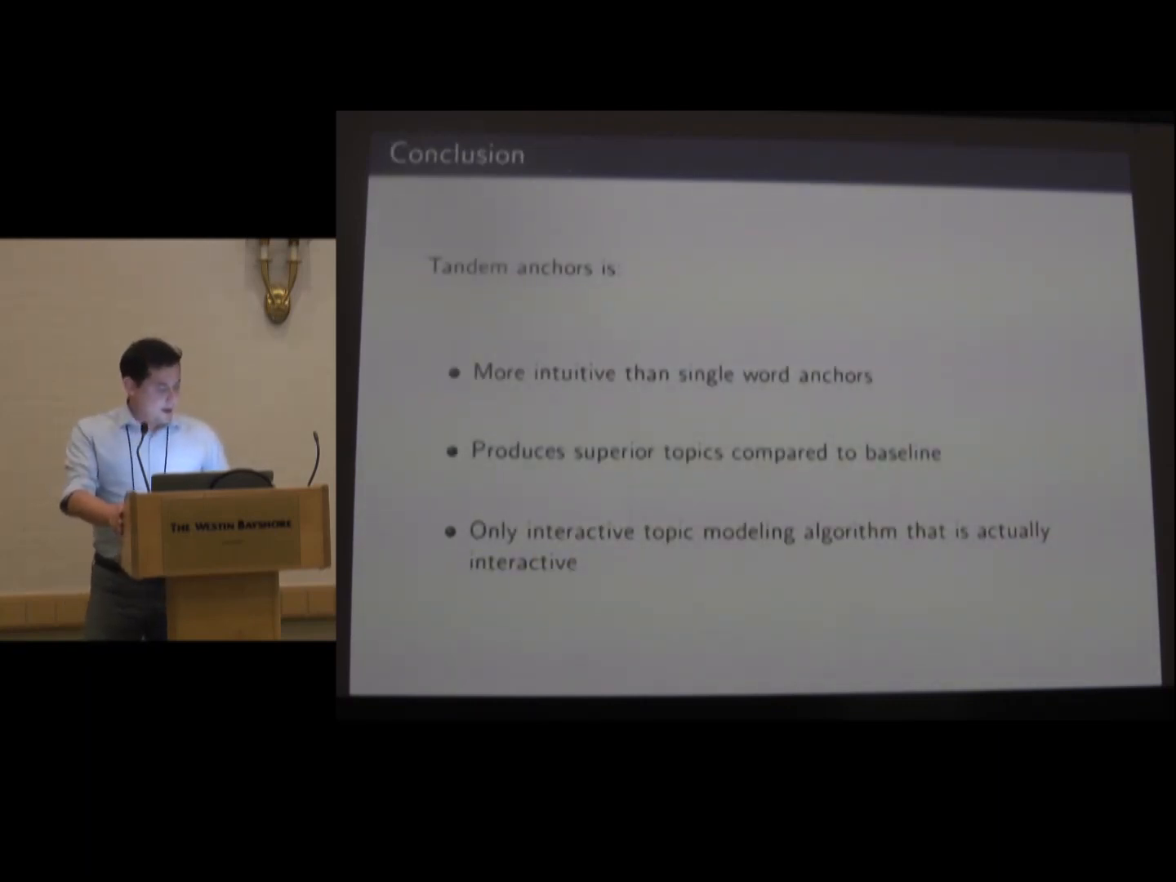So in conclusion, tandem anchors are more intuitive than single word anchors. Users are actually able to use this to affect changes in a topic model, and therefore we're able to produce superior topics compared to our baseline. And most importantly, tandem anchors is the only interactive topic modeling algorithm that you can truly claim is interactive.